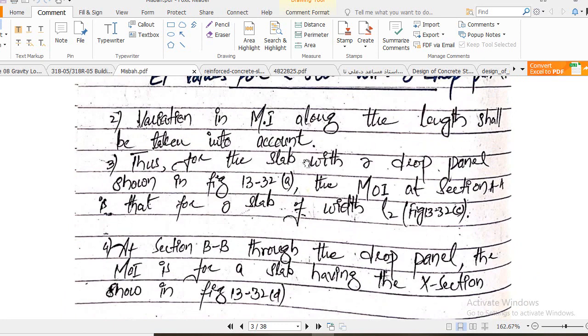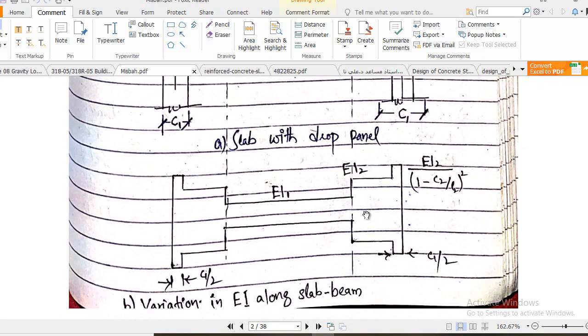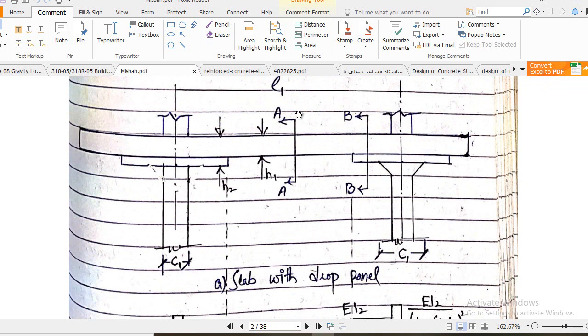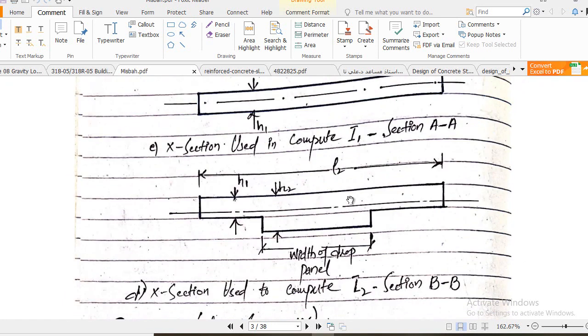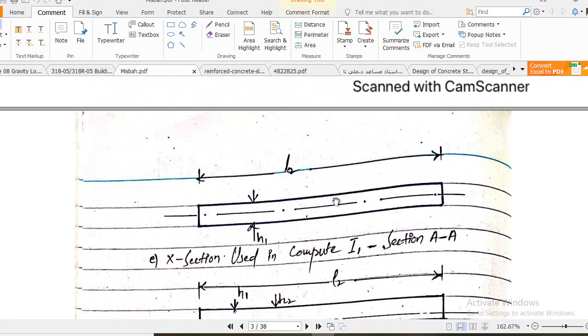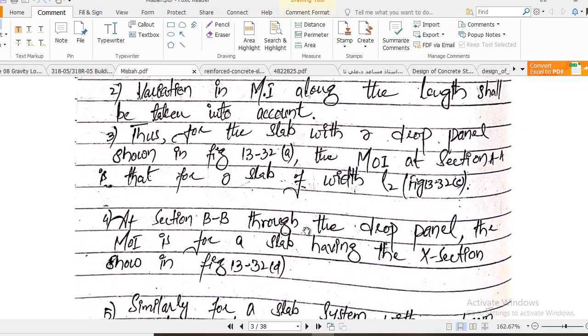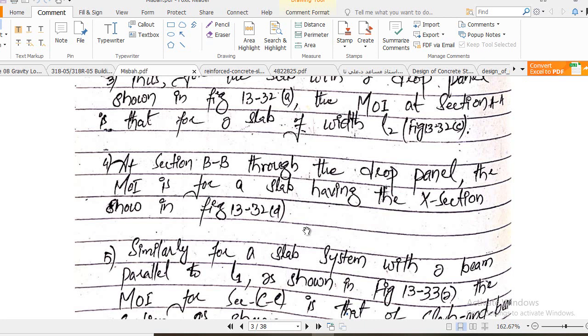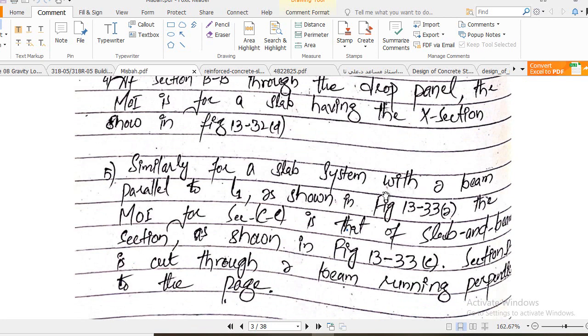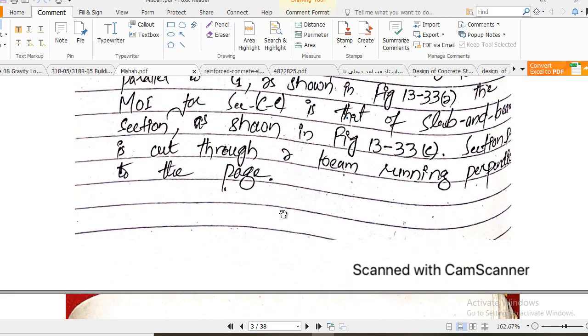And the ACI code basically explains: thus for the slab with drop panels shown in the figure above, the moment of inertia at section AA is that for a slab of width L2, figure 13.3.2. So already I explained this. Here basically the section is this one, which is different, but there the section is different, and here you see, for that we have this section, but for the slab we have this section. These things are a little bit boring, but you will understand in the example, inshallah. And similarly, for a slab system, these are just theoretical portions. You have to just read about this.